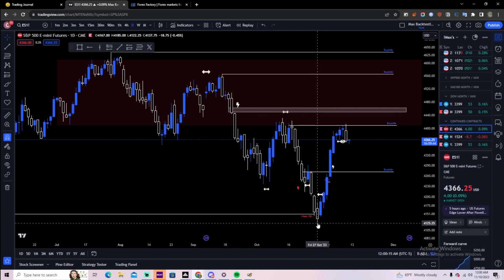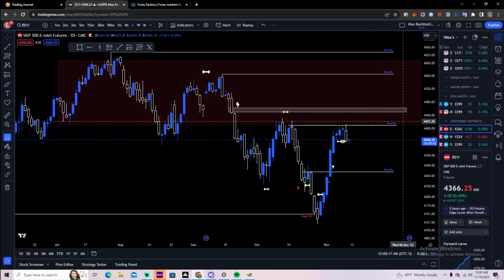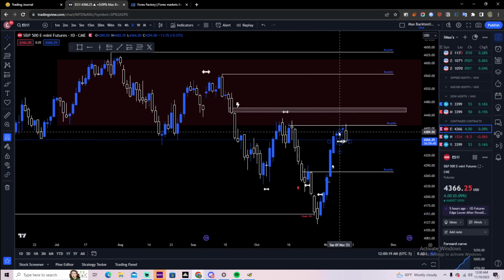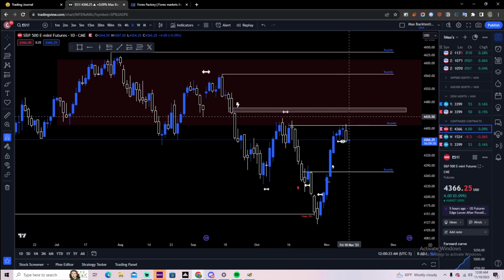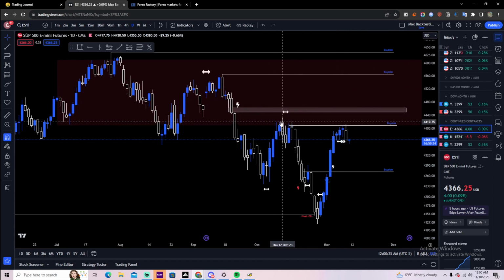These lows have been tested. This, of course, is an untested low, but we're obviously pricing into a premium right now. So let's just summarize that. What we're expecting here on the daily is the same thing. We're expecting price to reach for this level of buy side currently, and we're expecting it to trade to these relative equal highs as well as this void.